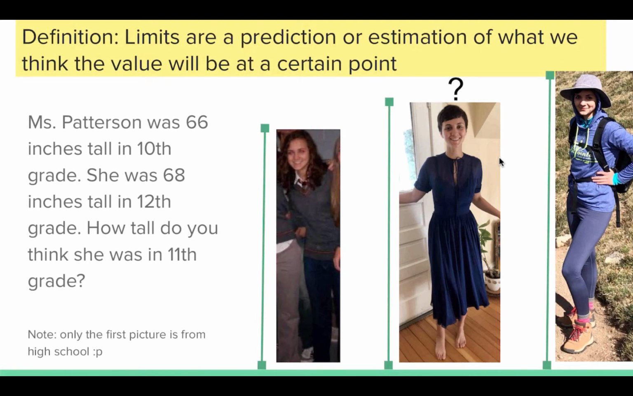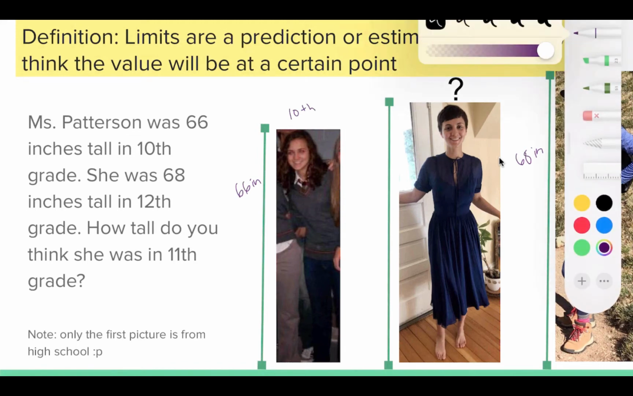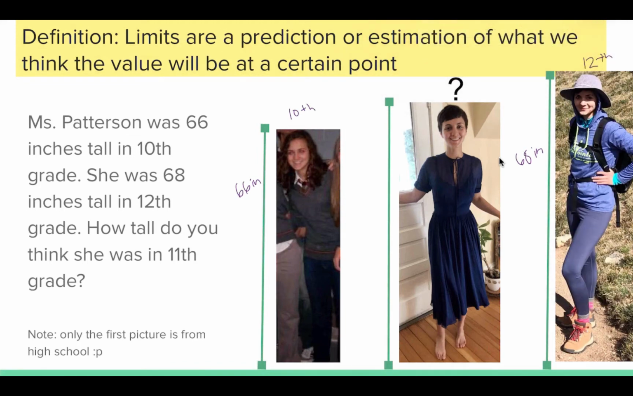So I just put in a kind of real world example here. Here are my different heights in my different grades. In 10th grade, I was 66 inches tall, and then I was 68 inches tall in 12th grade, and so then it's asking, how tall do you think I am in 11th grade?